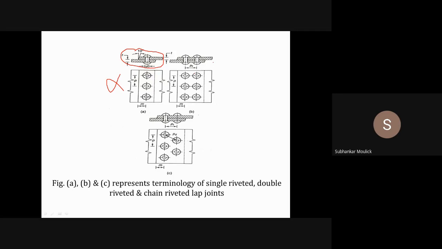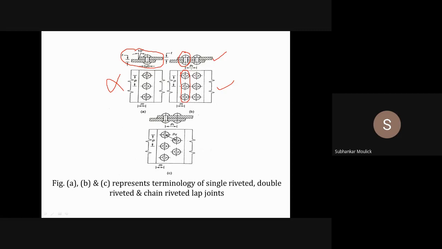If you see, this is the front view of the schematic diagram and this is the top view of the schematic diagram. So in order to join plate A and plate B, you have inserted one rivet. But from the top view, if you see, this is one row of rivet.